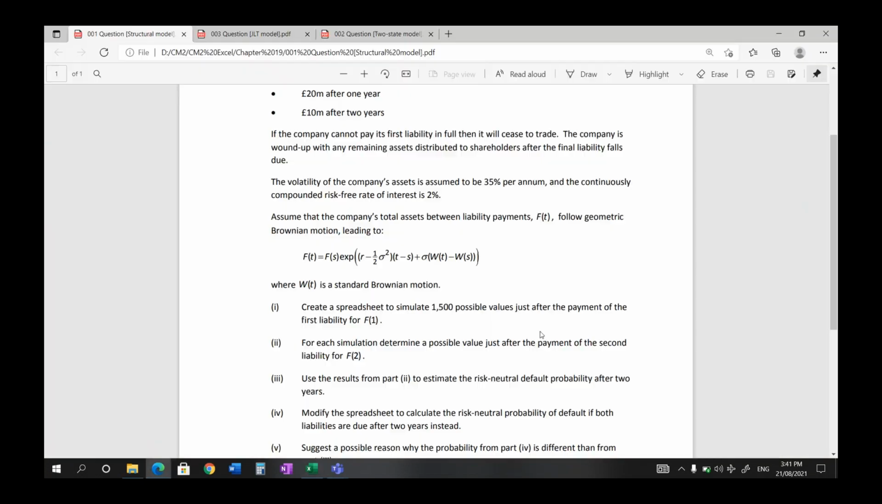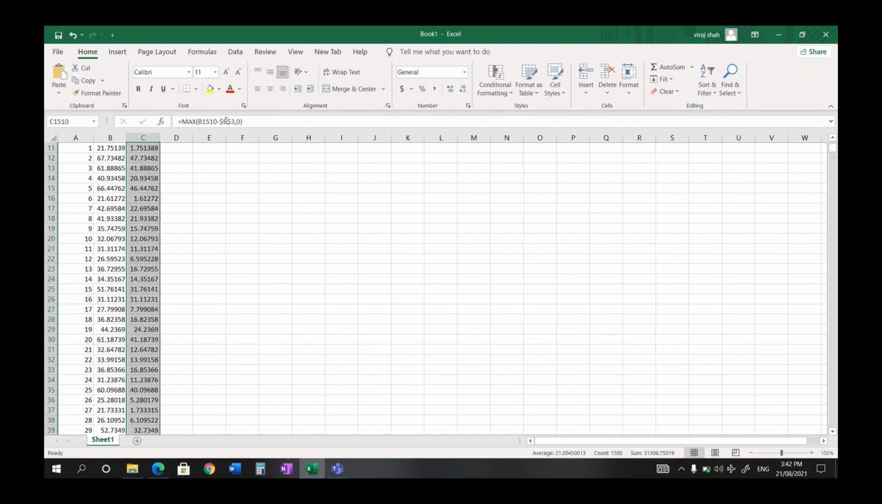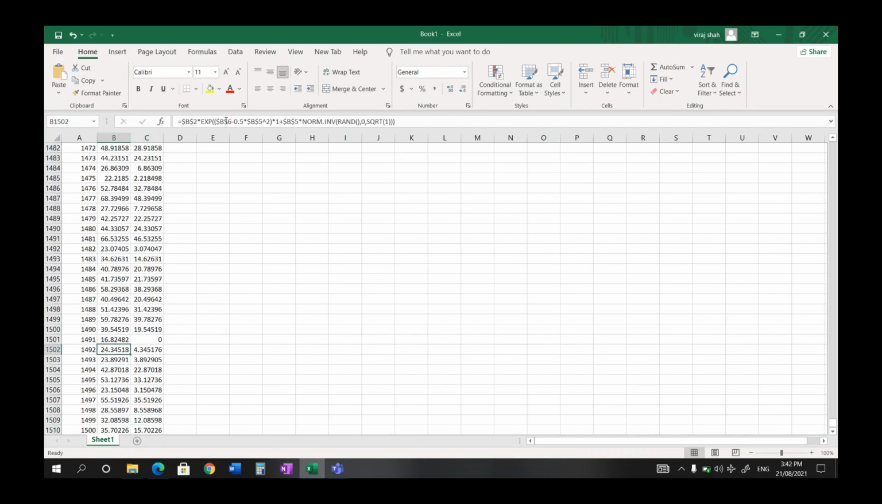Now we will calculate the values just after the payment. So F1 plus indicates the value of the share price just after time 1. This would be nothing but the maximum of this minus your liability 1, since we have paid the first liability, comma 0, whichever is higher. I'll just drag it down. If you see, there are certain zero values now. This is because your fund value is less than 20 million, so you could not pay in full, therefore this issue came up.